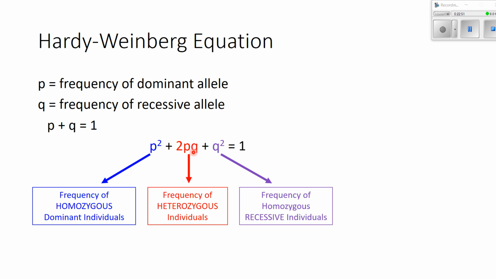Just a quick refresher, P squared is the frequency of homozygous dominant individuals. 2 times P times Q is the frequency of heterozygous, so like big R, little r. And then Q squared is the frequency of homozygous recessive.